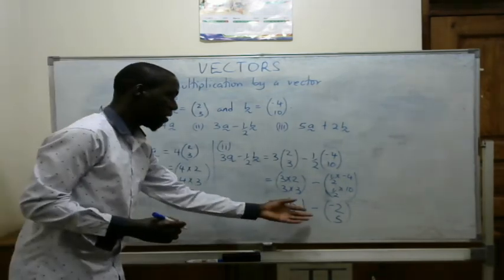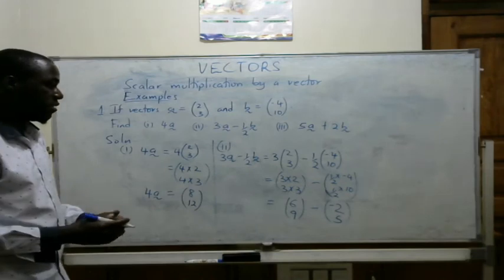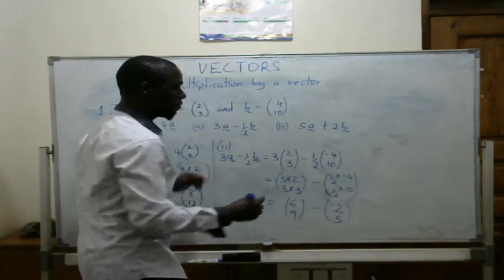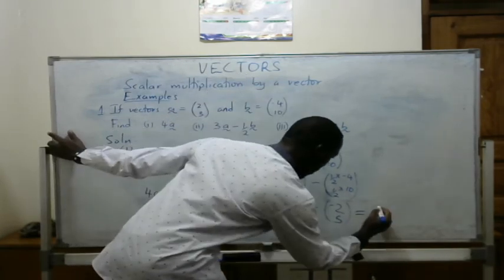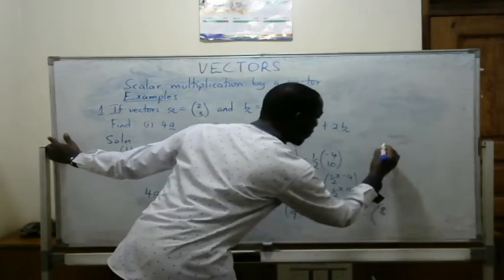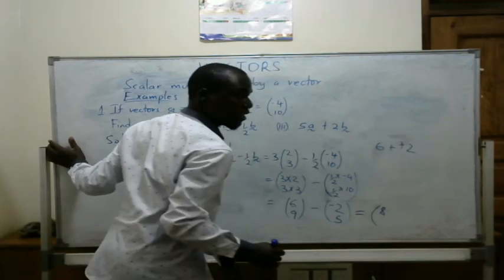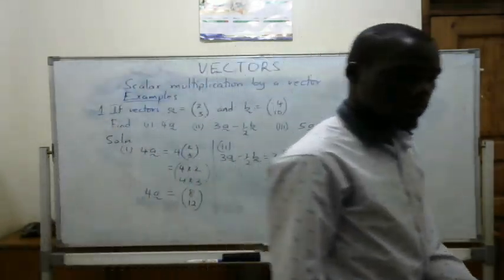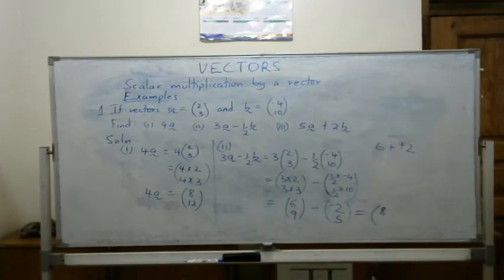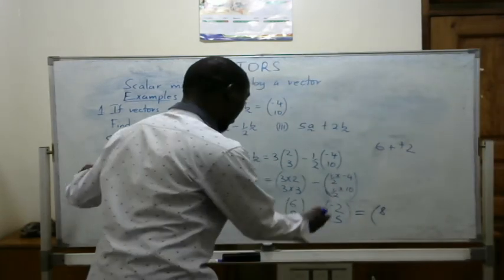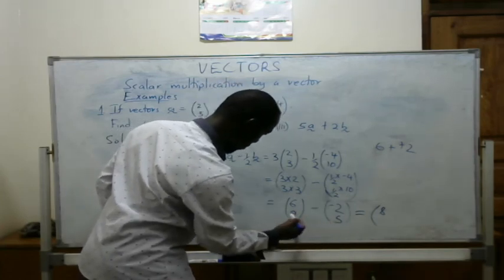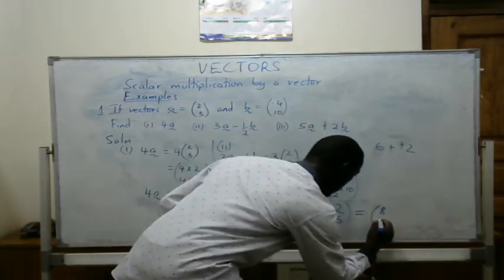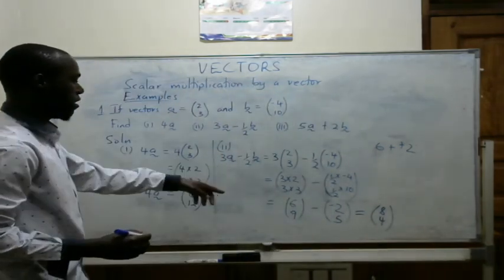Now, this takes me back to the addition and subtraction of vectors. So 6 minus negative 2, I get positive 8. Then 9 minus 5, I'm going to get a 4. And that one is my 3A minus a half B, which is (8, 4).